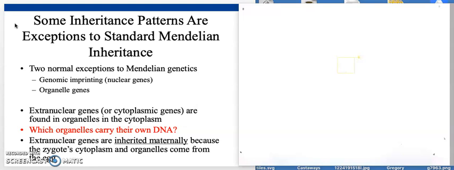Now we're going to talk about some true exceptions to the rules that don't even follow the law of segregation or the law of independent assortment in the way that other genes do. Some examples that we're going to talk about are genomic imprinting and genes that are stored within other places than the nucleus. So what other organelles have their own DNA? For animals, we have mitochondria, and for plants, they have both mitochondrial and chloroplast DNA that can lead to different patterns of inheritance.